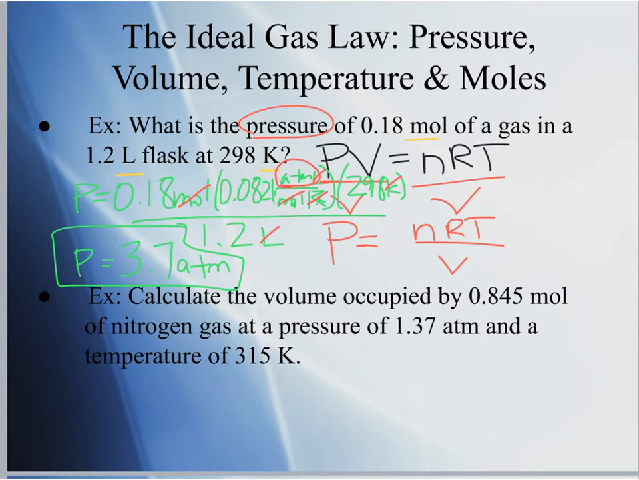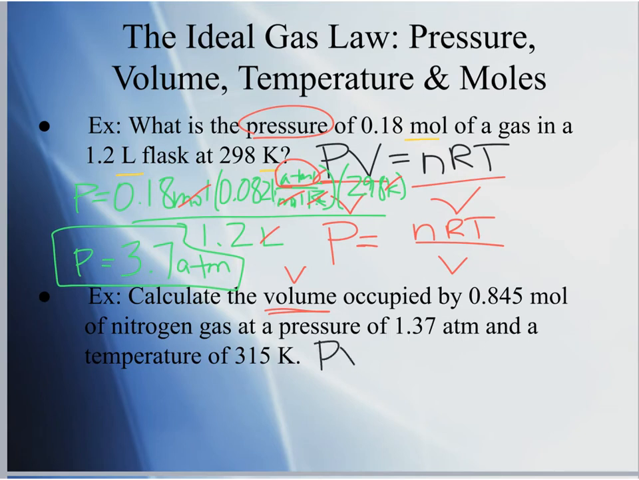That's what I was saying before: knowing the units in the right order is going to help figure out what our unit is in the end, making sure we do the math right. So 3.7 atmospheres is the pressure of this system. All right, let's take a look at the second example. This says calculate the volume, so this time we're solving for V, occupied by 0.845 moles of nitrogen gas at a pressure of 1.3 atmospheres and 315 Kelvin.